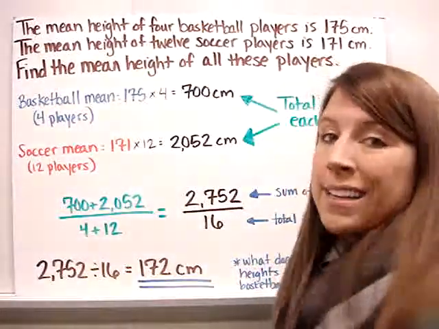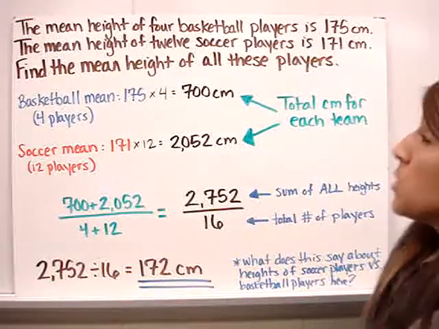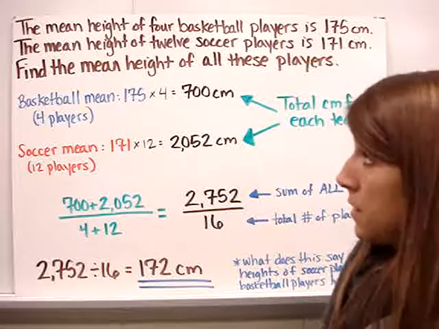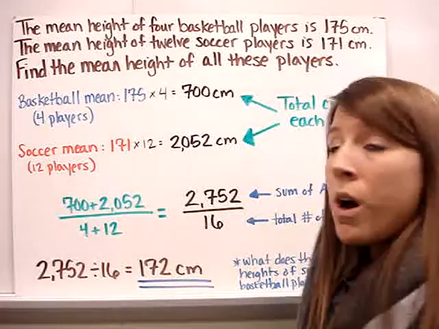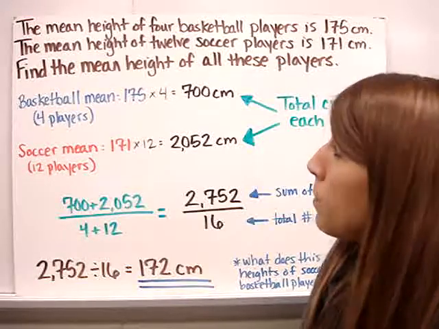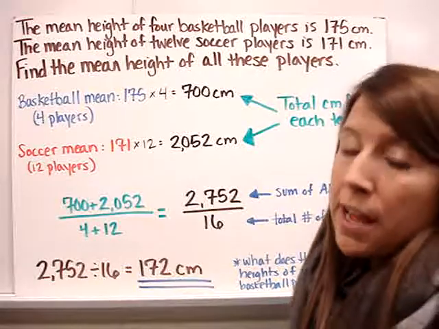Here is an example again. The mean height of 4 basketball players is 175 centimeters. The mean height of 12 soccer players is 171 centimeters. So we're being asked to find the mean height of all these players.